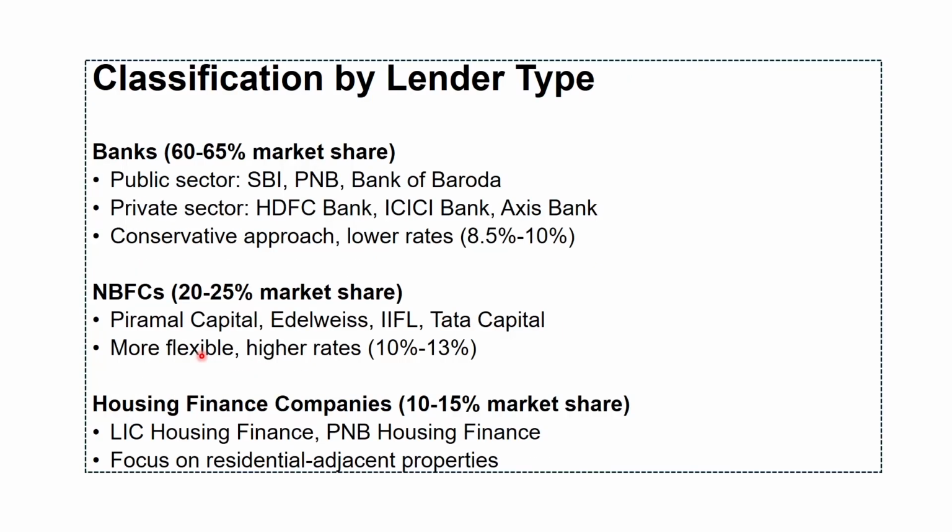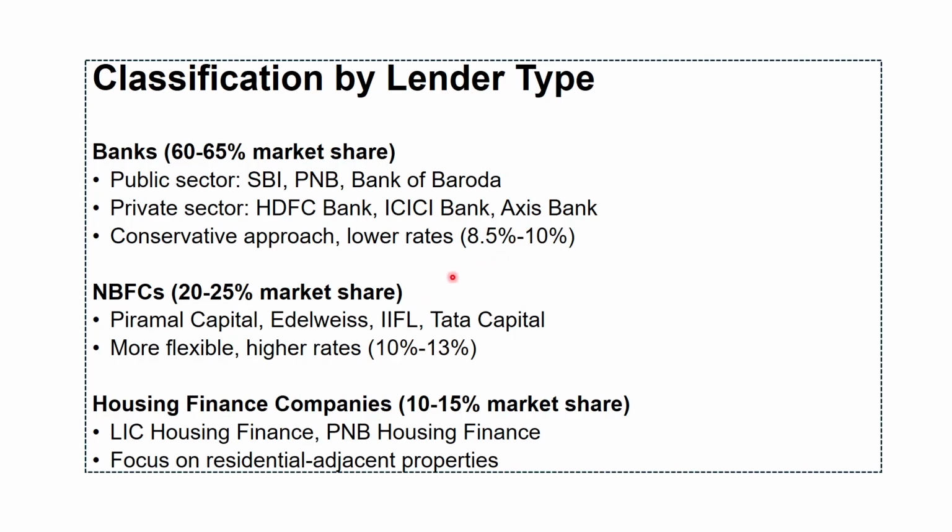So then moving on to classification by lender type. Here you can see that banks hold 60 to 65% market share, with the public sector banks like SBI, PNB, Bank of Baroda, and private banks like HDFC Bank and Axis Bank, offering conservative loans at around 8.5 to 10%.